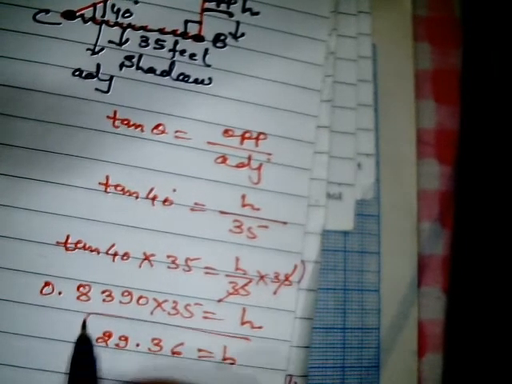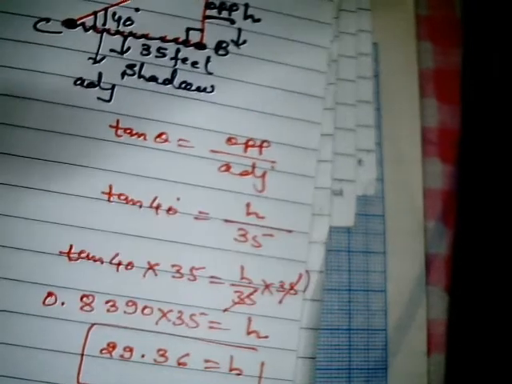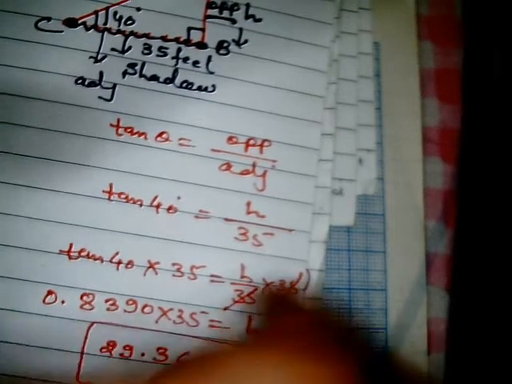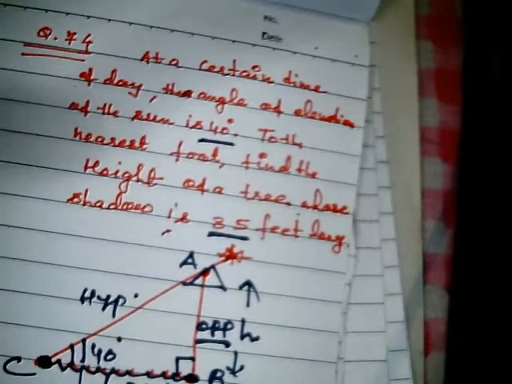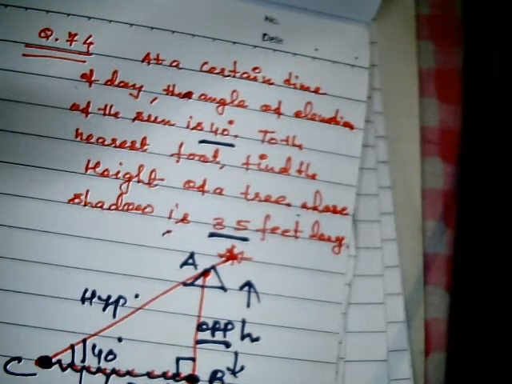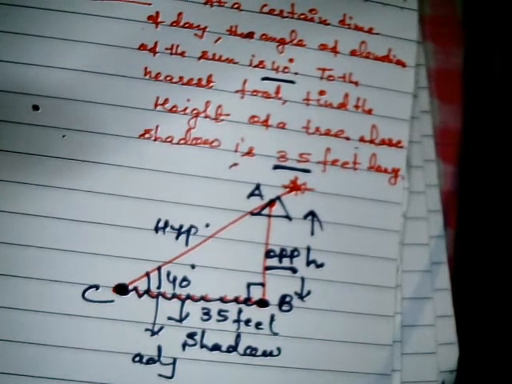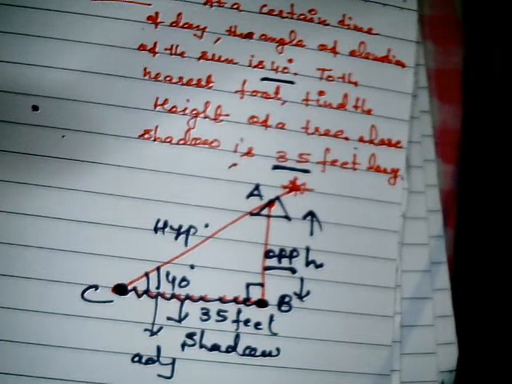So the height of the tree is 29.36. You can see in this question, with the help of the word problem, I have drawn the figure. The same way you also can draw. It's very easy. Once you do the practice, you will become habitual. What do you need? First the figure should be correct, and second is the trigonometric relation, which trigonometric function you need to apply. So a little practice is required. You do 4-5 questions, you will get the idea.